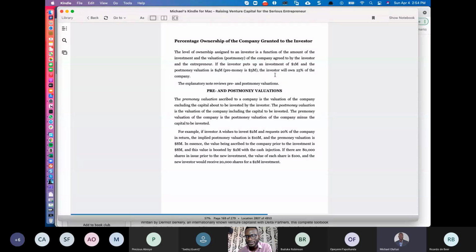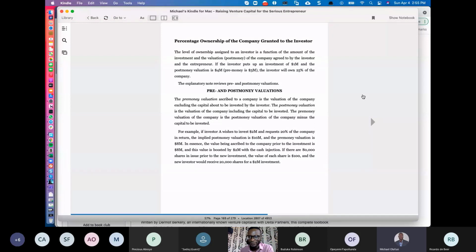So if the investor puts up an investment of $1 million and the post-money valuation is 40 million, you know what that means? 1 million over 40 million equals 25%. So that's what I mean by the eventual percentage ownership is always based on the post-money. I need you to remember that because people can throw these things around in such a way that you get confused. Even when you read online, the way two different people explain it, it will be as if they are saying opposite things.